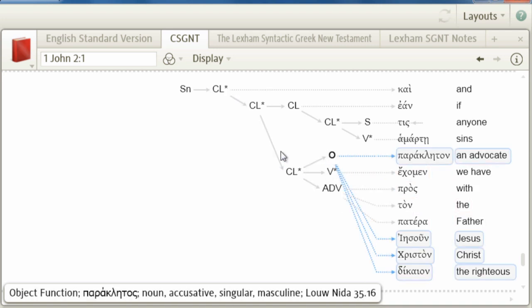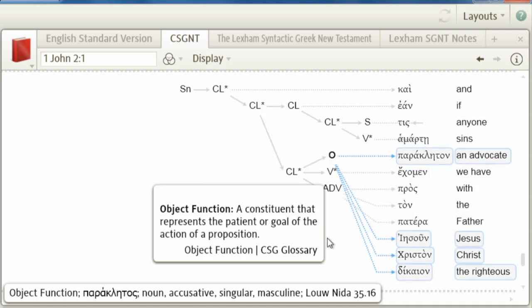Now notice that the annotation here for object function includes Iesun Christon Dikaion, Jesus Christ the righteous. Notice that it doesn't list Iesun and Christon and Dikaion as separate direct objects within the clause. Instead, these words in the accusative case are in simple apposition, further describing the noun parakleton, which is translated advocate.